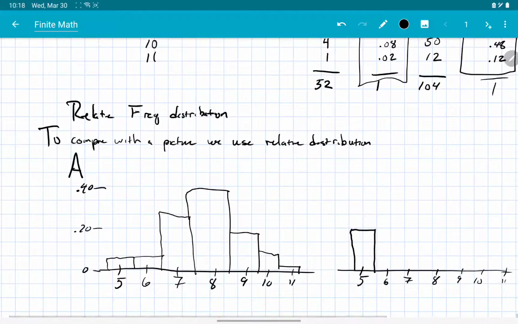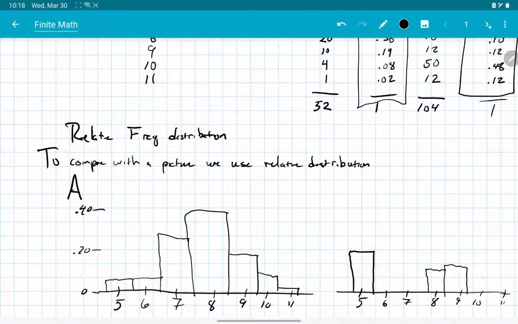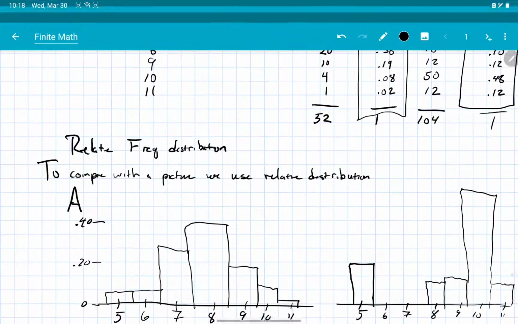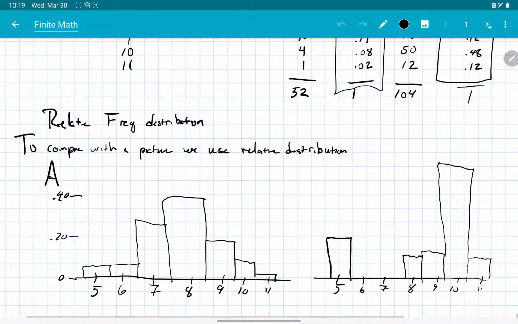8 is 10%. 9 is 12%, so a little higher. 10 is 50-something, 48%, almost 50%. And 11 is 12%. Okay. Now, when we look at these histograms, they're both on the same scale, and it allows us to compare them a little bit better.